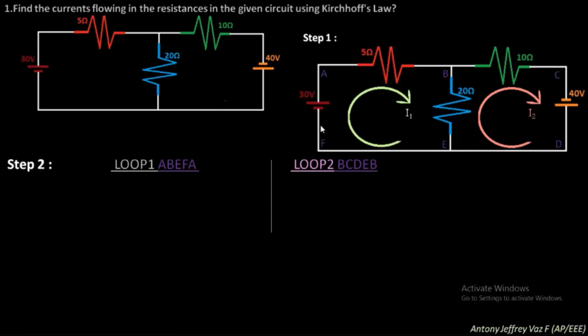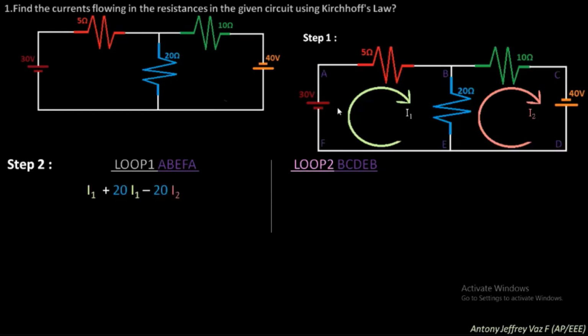Next we go to step 2. First you need to find the equation for loop 1. Loop 1 is nothing but A, B, E, F, A, and the loop B, C, D, E, B is referred to as loop 2. There are two loops, one is loop 1 and another is loop 2. First we will take loop 1 and write the equation for it.